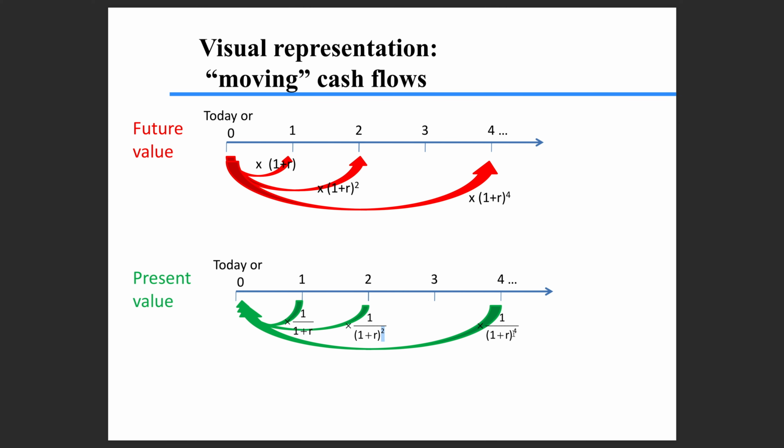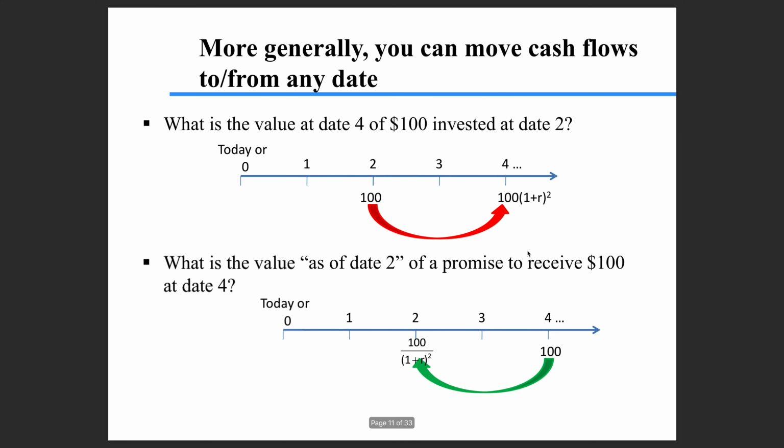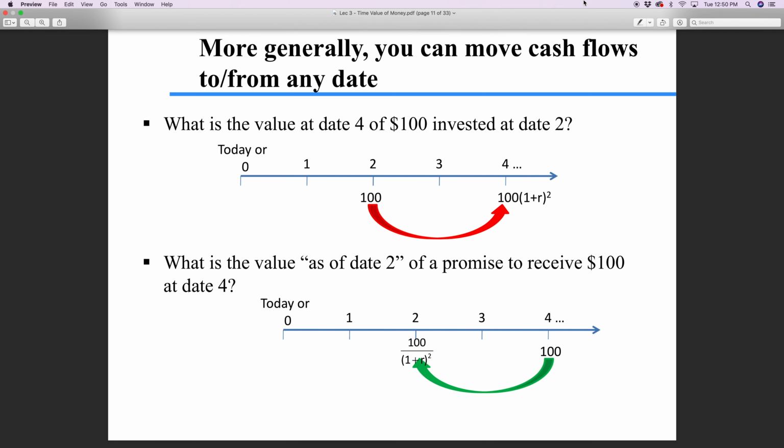In general, if we want to find the present value of the cash flow received at some time t in the future, we need to multiply this cash flow by the discount factor t, or equivalently, divide this cash flow by 1 plus r raised to the power t. More generally, you can move cash flows between any two periods. So here is an example.